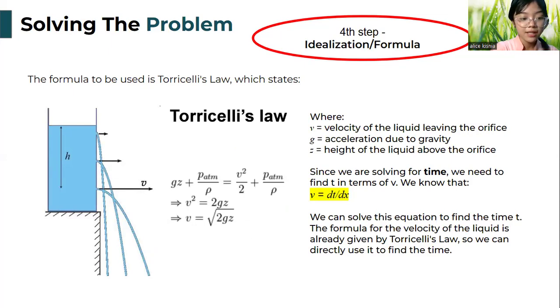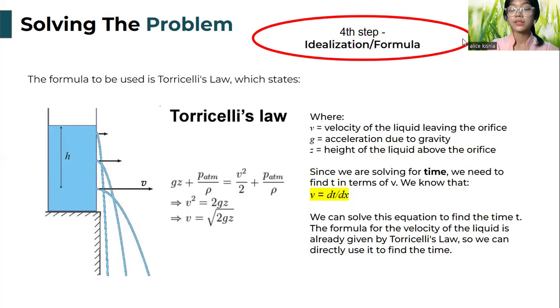So let's now dive into the idealization. In the idealization, we have to formulate the appropriate mathematical model or formula to solve the problem. So here is Torricelli's law: v equals the square root of 2 times gravitation times the height, where v is the velocity of the liquid leaving the orifice, g is the acceleration due to gravity, and z is the height of the liquid above the orifice.